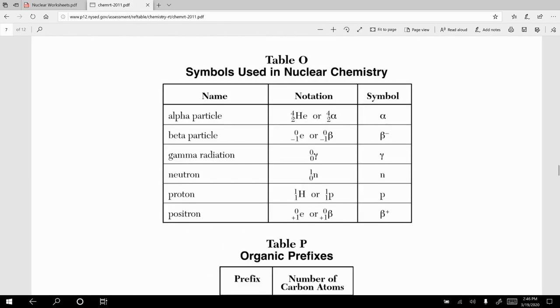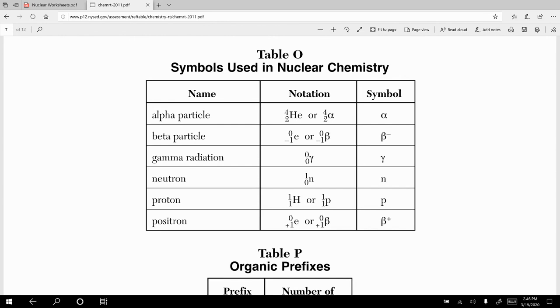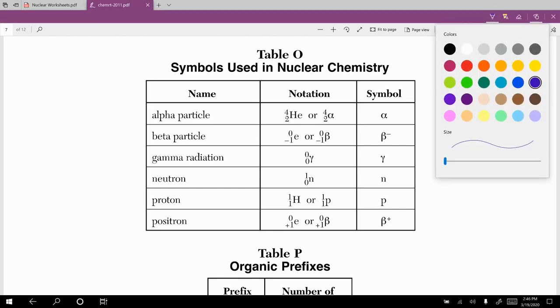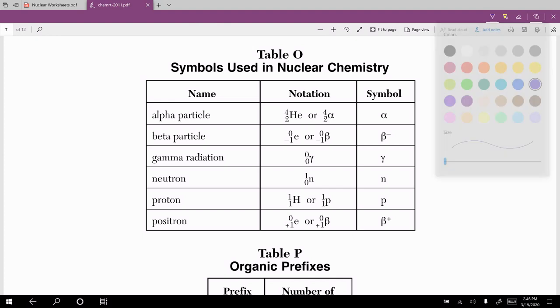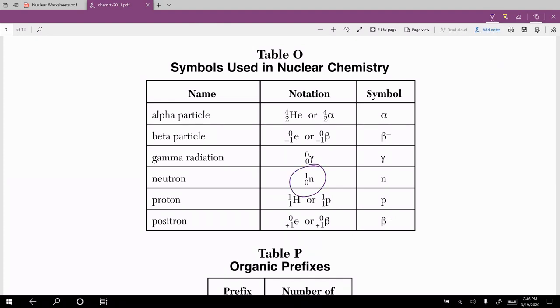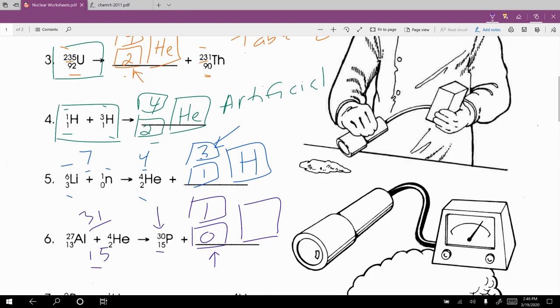Okay, going to Table O in our reference tables, right? Because we're using Table O a lot in this unit. And which of these things has a bottom number of 0? Well, the bottom number of 0 is going to be our neutron. All right, back to our nuclear worksheet. So then I'm going to put an N over here. So that's going to be a neutron, right? So this is artificial decay.